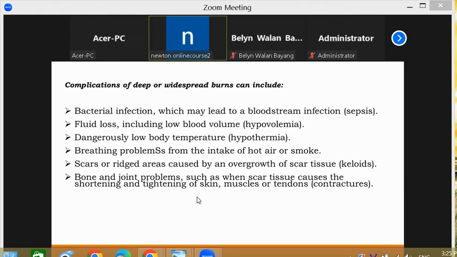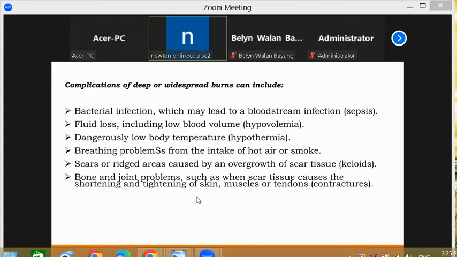So if the patient got the infection, maybe it will lead to the bloodstream. Okay, maybe the infection will go to the blood, that is called sepsis.